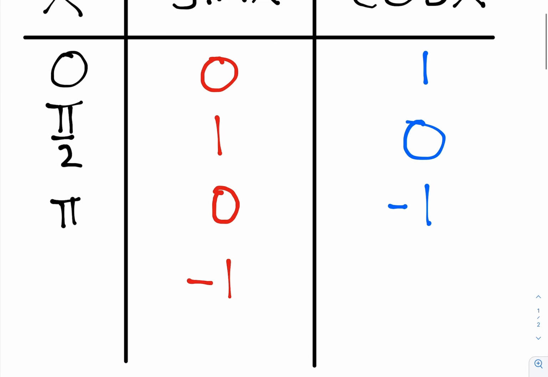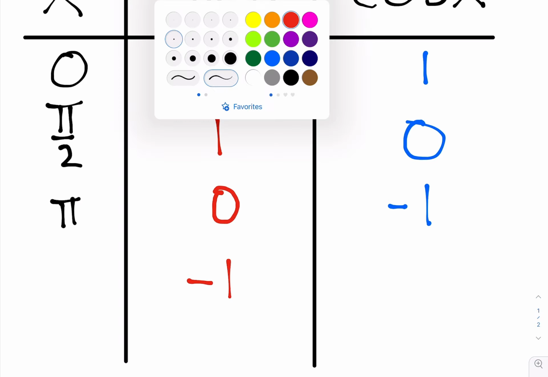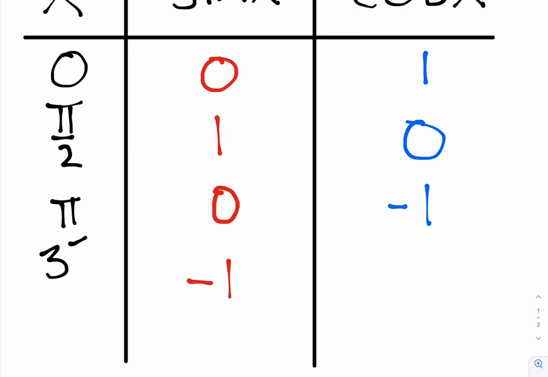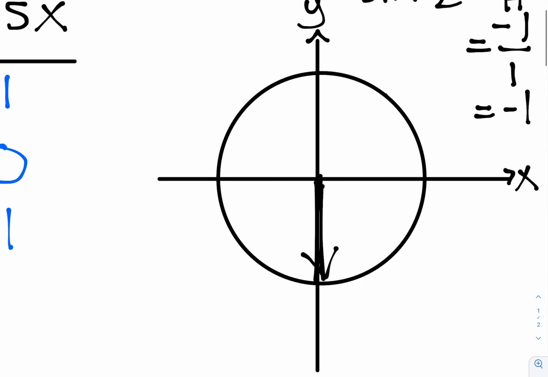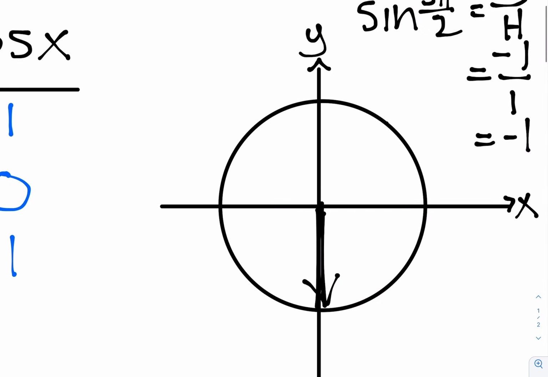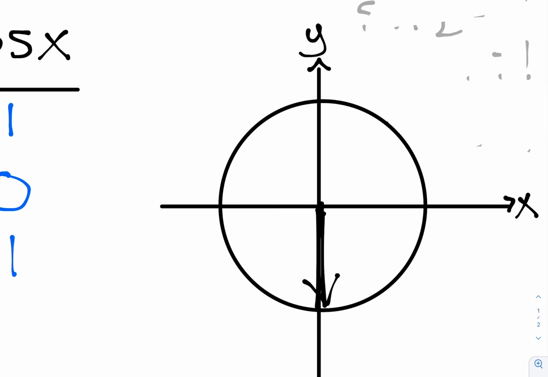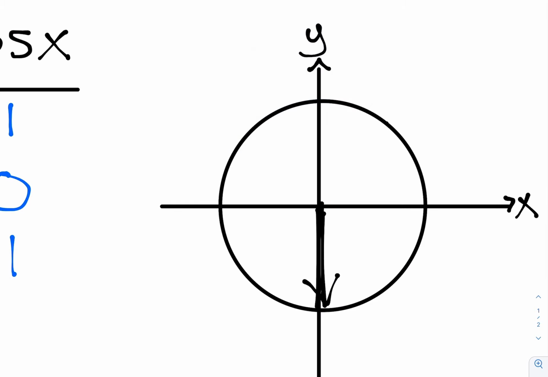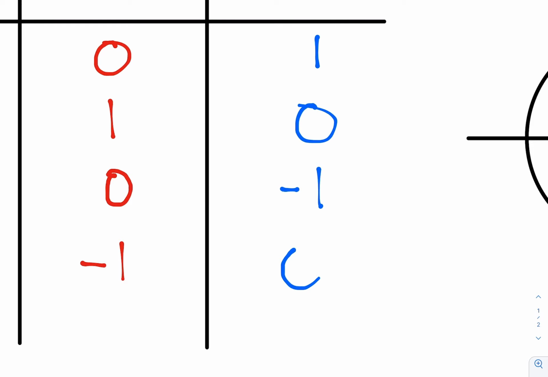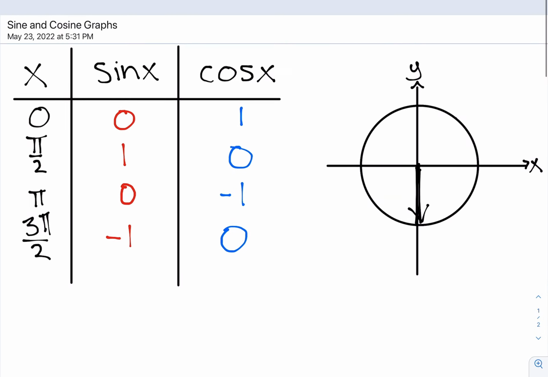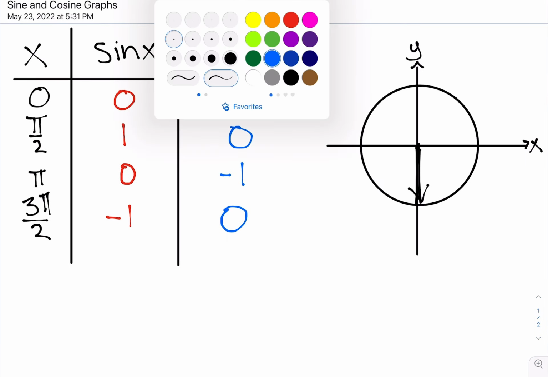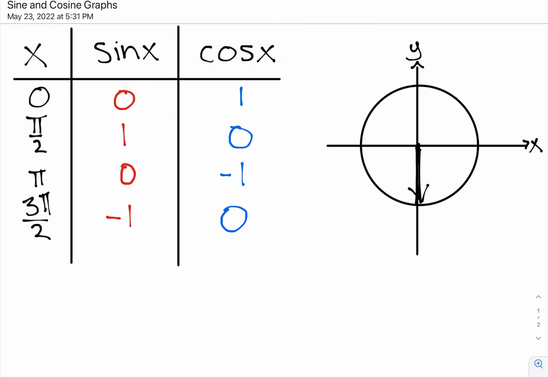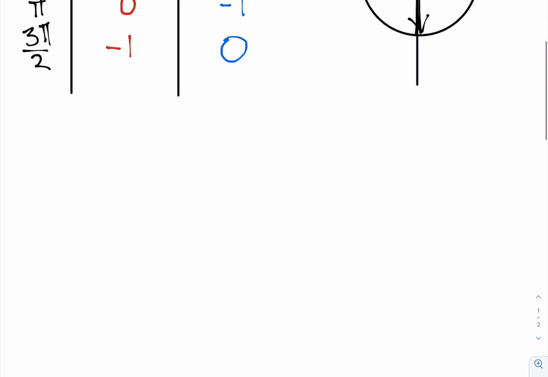So in our column here, I'm going to put when our angle is 3 pi over 2, the sine is -1, and the cosine, well, there's no horizontal component, so the cosine of 3 pi over 2 is equal to 0. So I'll just fill that in here. Okay, and now that we have 4 points, this is a decent number of coordinates that we can plot on each graph. So I'll do it on the same set of axes.